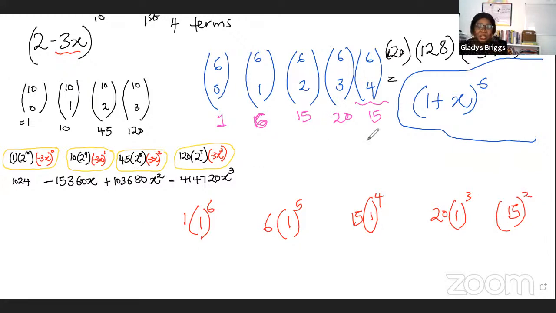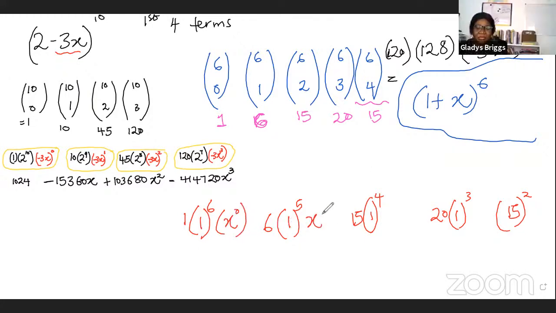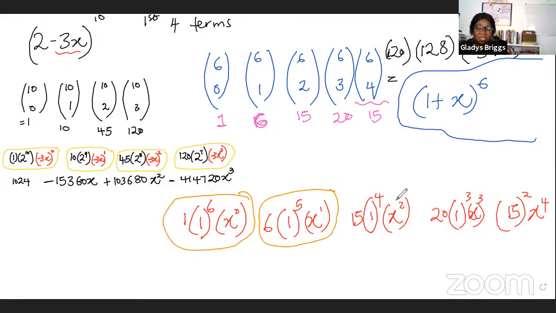Okay, then you come to the x terms. So this would be x to the power of 0, x to the power of 1, x to the power of 2, x to the power of 3, x to the power of 4. This is the one they're asking for, yeah? Because they're asking for the x to the power of 4. So you want to do this one, this one, this one. But this is the one that they're actually asking for. So what's the answer going to be then?